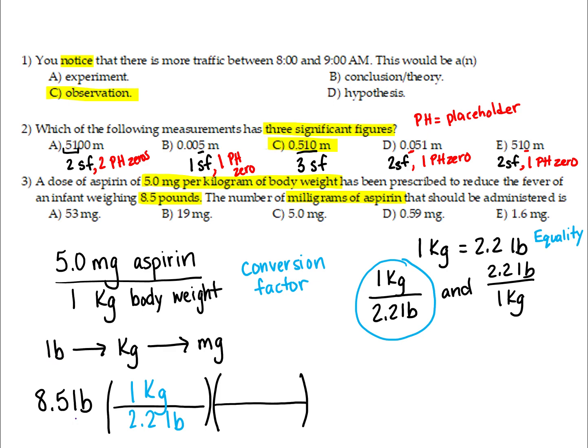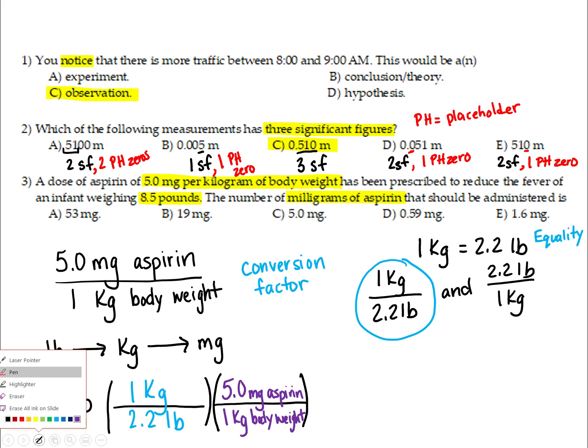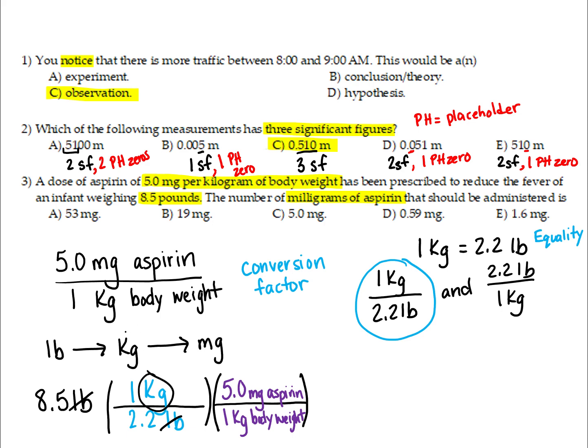The next one that we have to use is our conversion factor. We're going to have 5 milligrams of aspirin for every 1 kilogram of body weight. Make sure that your units check out. We get to kilograms. Then we get to milligrams of aspirin.